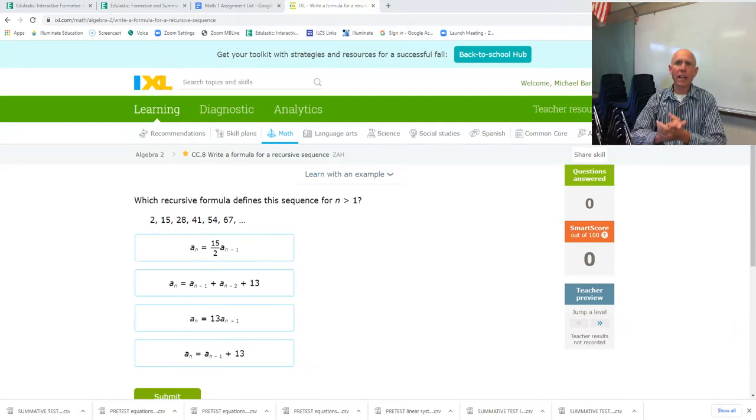Hey, it's Mr. Barr, and this is, what are we doing here? Write a formula for a recursive sequence.